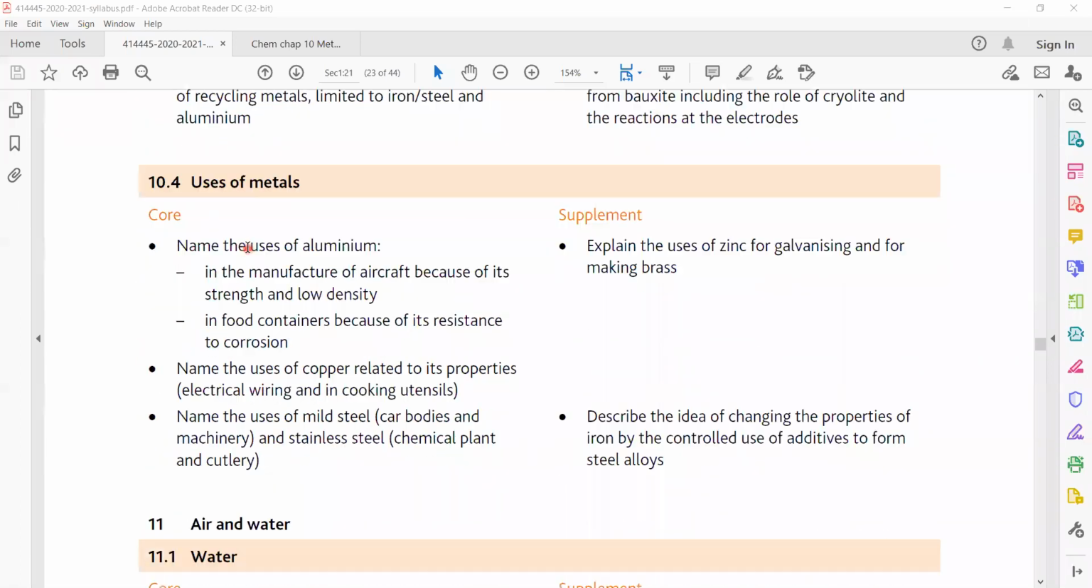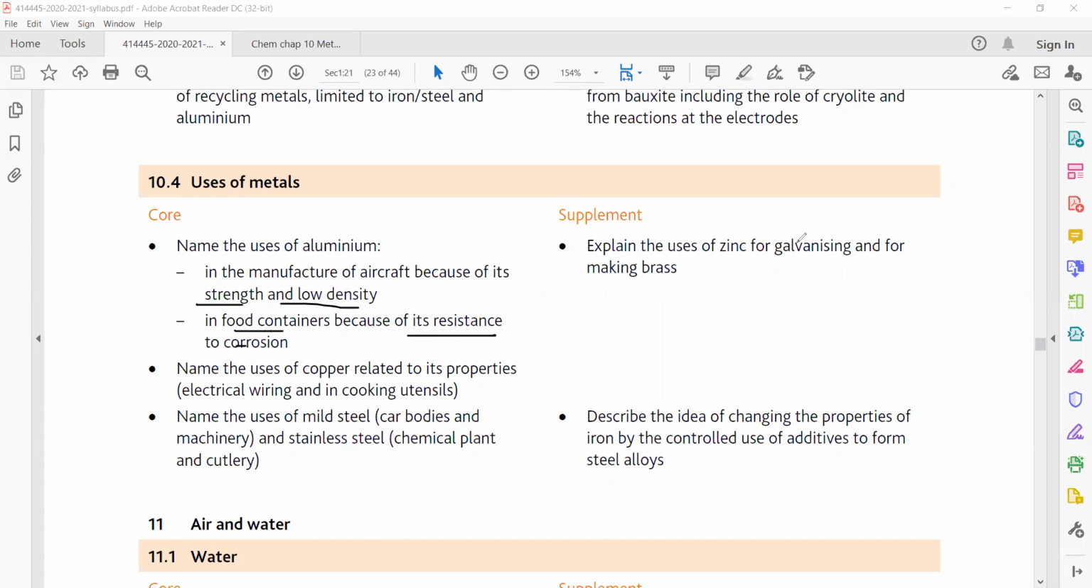Then uses of the metal: name the uses of aluminium in the manufacture of aircraft, because it is strong. Sometimes they ask why aluminium is used for the manufacture of the aircraft body. Because of its strength and low density, not only low density but strength. Why is it used for food containers? Because it resists corrosion.